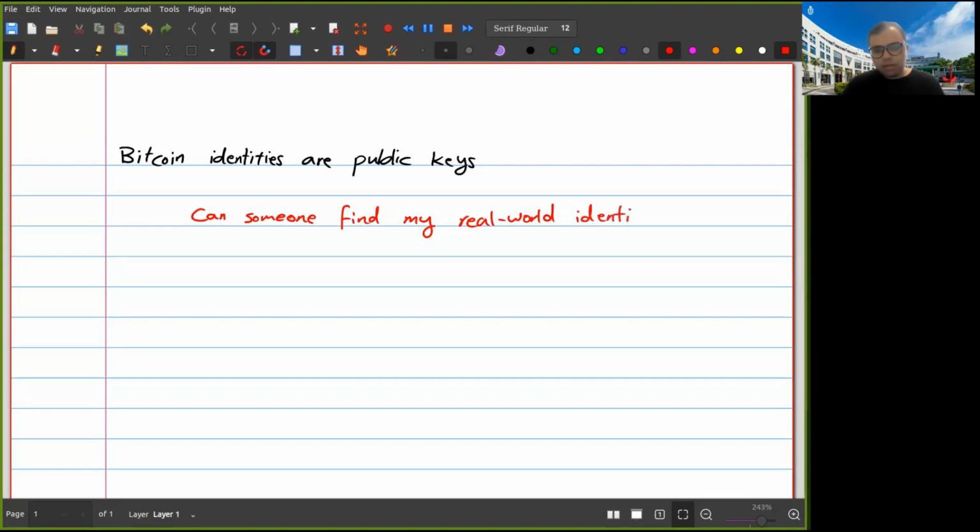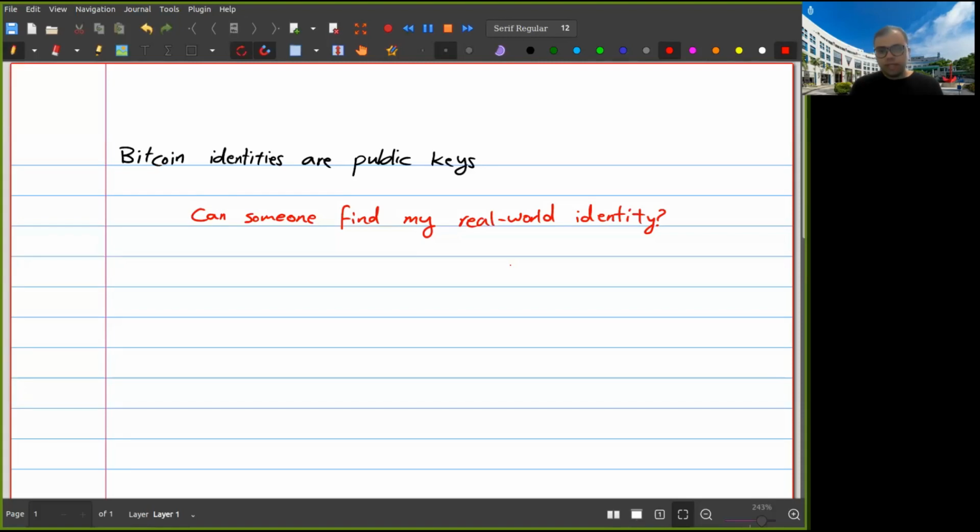And of course, I'm saying Bitcoin, but this also applies to Ethereum and all the other classical blockchains that we've seen. So at first glance, it seems like the answer to this is no. If you're just transacting using your laptop and you're never going to a shop or anything, you're never disclosing your real world identity. So if your real world identity is never disclosed, and if you're only using public keys, how can anyone possibly connect your real world identity to your public key?